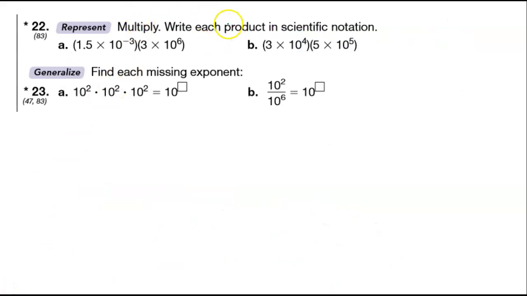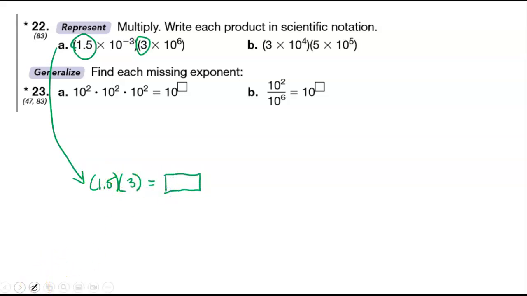All right, multiply each product in scientific notation. So let's come down here. We have 1.5 times 3. You can do that on your calculator. You're going to get something. And then we have 10 to the third times 10 to the negative third times 10 to the sixth. So we know that we're going to go 10, negative 3 plus a positive 6. So you'll have 10 to something.